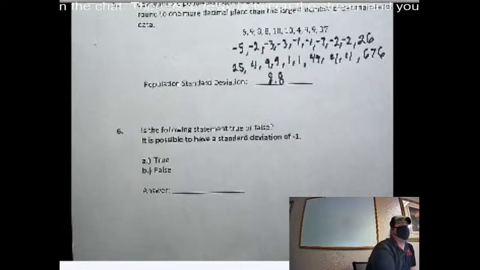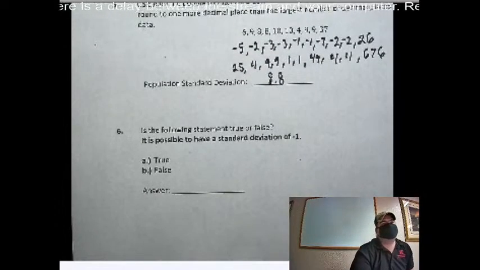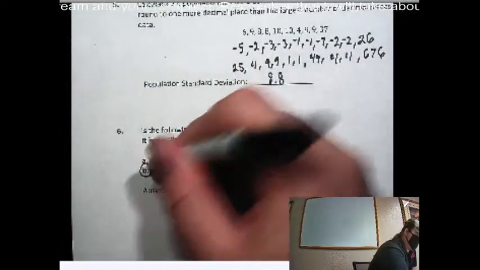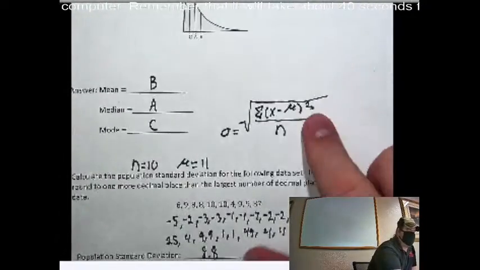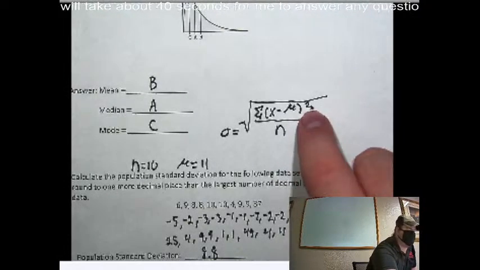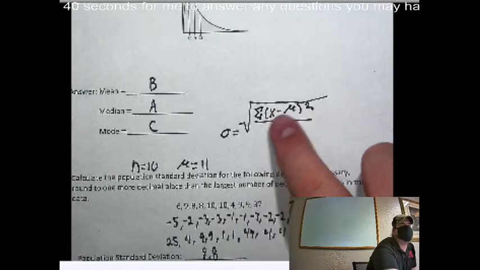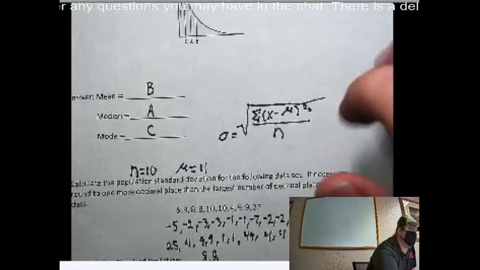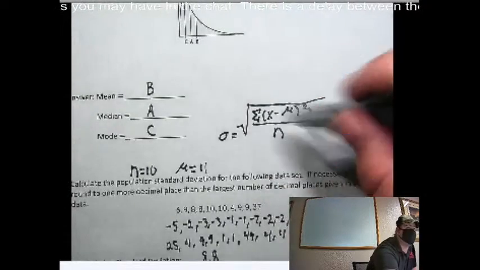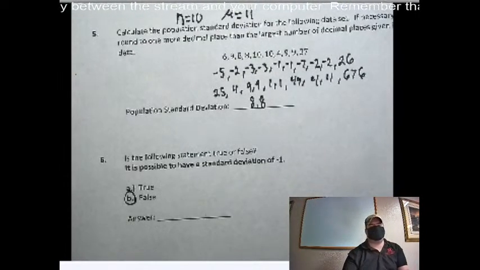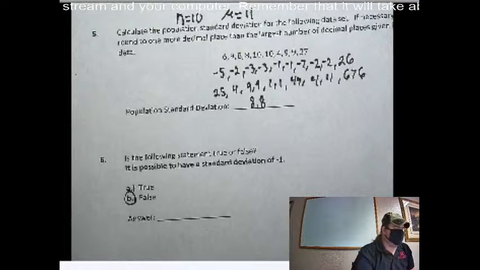Next. Is the following statement true or false? It is possible to have a standard deviation of -1. Well, that's false. If we look at our standard deviation formula, we have a square here, and this square means that anything here is going to get squared, and anything squared is always going to be positive. So we only have positive values in here. It's not possible for us to get a negative value, so false. Standard deviation cannot be negative ever. Any questions?